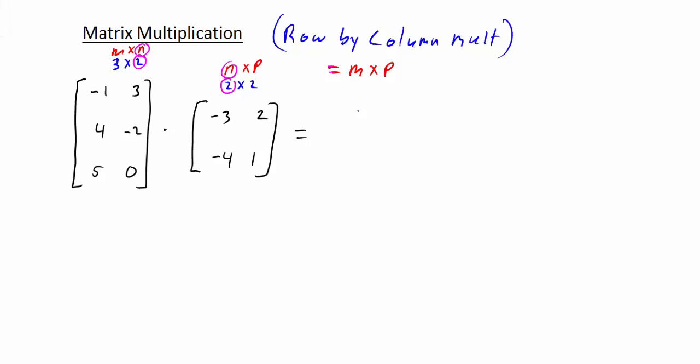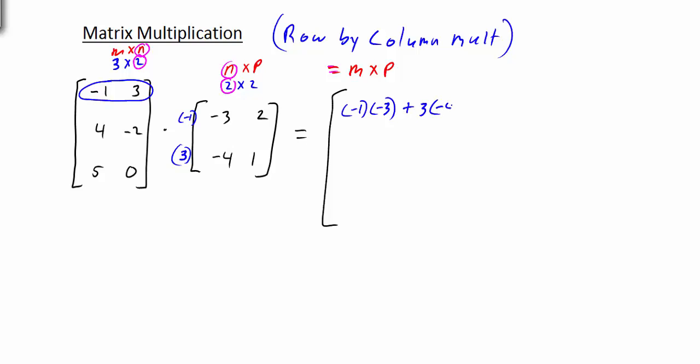So we're going to take this first row right here, which is negative 1, 3, and we're going to multiply it by each column over here. So I'm going to write this as negative 1 and 3. Okay, so we're going to take and multiply here the negative 1 times negative 3. And then you're going to take and multiply 3 times negative 4. So that's going to be plus 3 times negative 4. And this is your first entry.